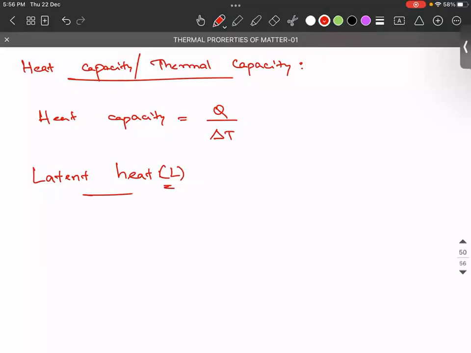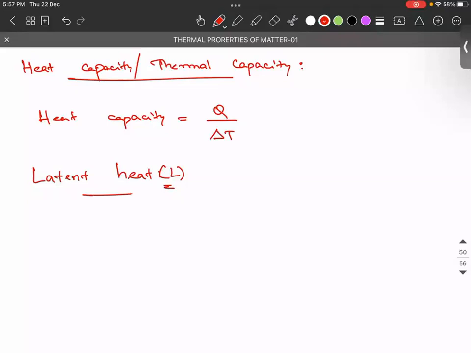What changes? Temperature change does not take place. What is that liquid to gas called? So when you supply a particular amount of heat, if there is no rise in temperature, generally what does the heat do? Heat will raise the temperature of the substance.